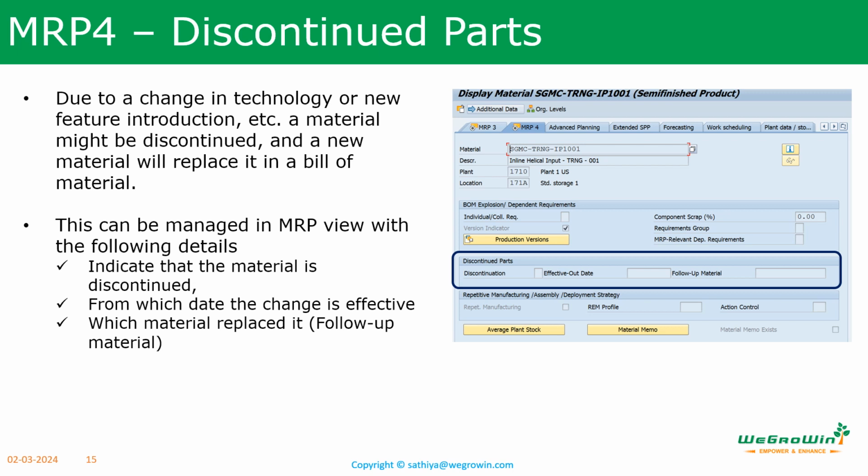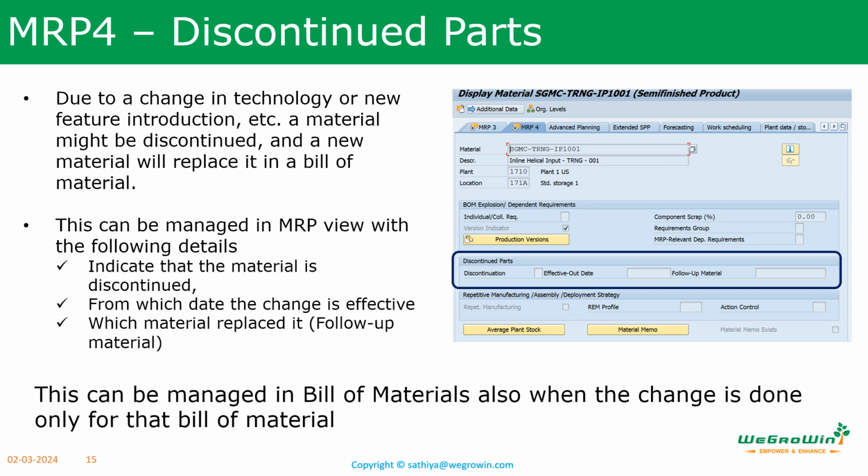So when this material is replaced everywhere, defining this in Material Master itself is sufficient. But if this material is getting replaced in some specific bill of material only, not in all the materials, this can be managed in the bill of material also. This also we will discuss when we are discussing the bill of material in detail.